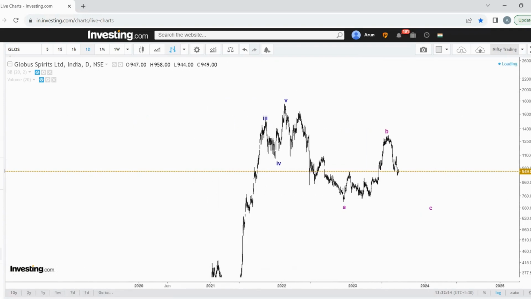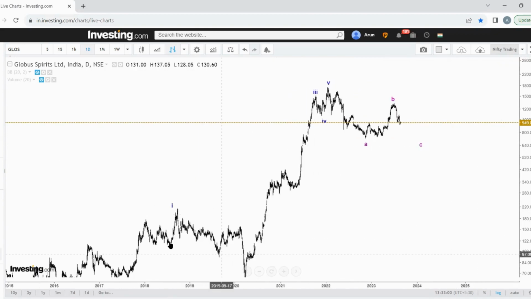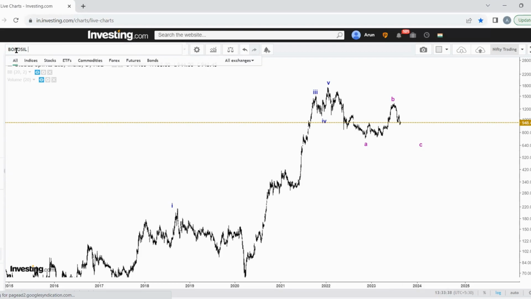So to complete this Globus Spirits, we may complete it 1, 2, 3, 4, 5, and a bigger correction may be pending. A, B, and C. In C, 1 has been almost completed, so there will be a bounce, and 3 may dump. This can be confirmed only once this level has been broken. So these are all theories we just watch on a weekly basis. Next chart is Borosil Renewables.